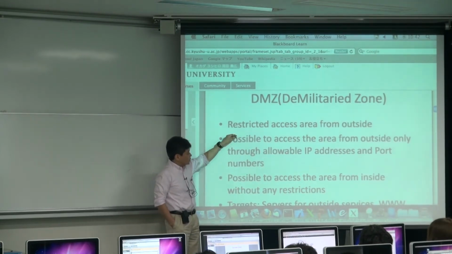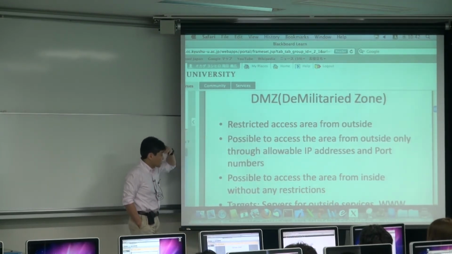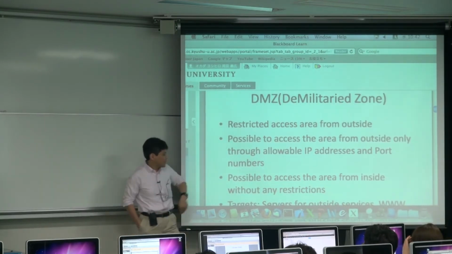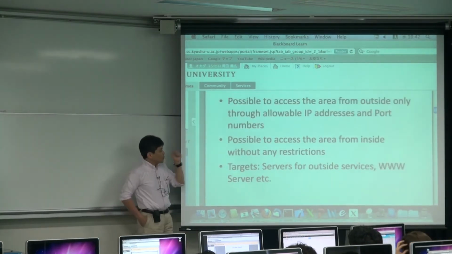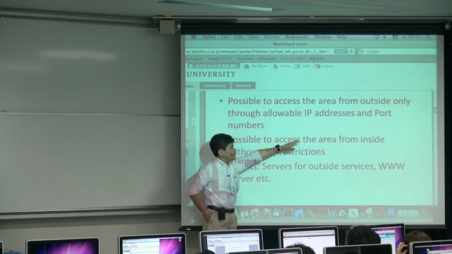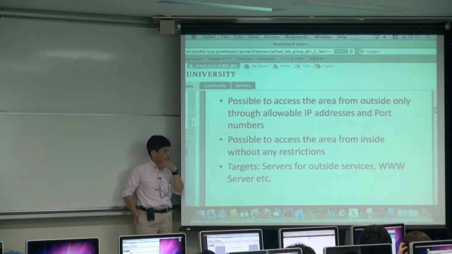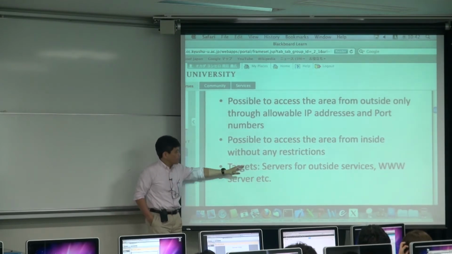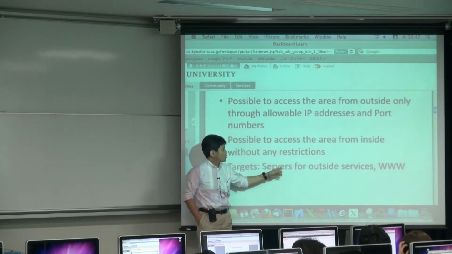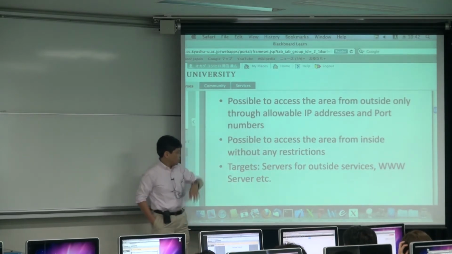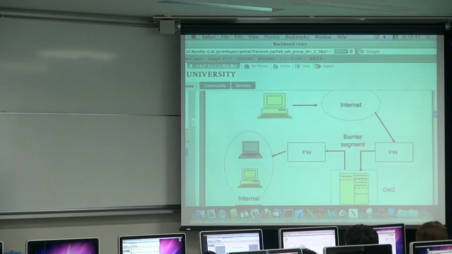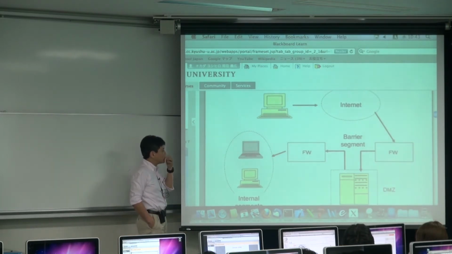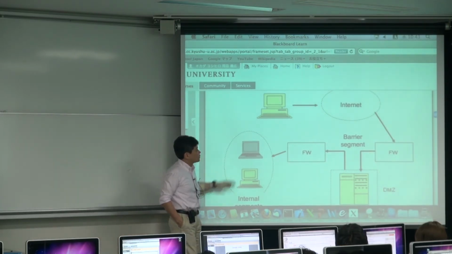Like using firewall mechanisms. And of course, it's possible to access this area from inside without any restrictions. Okay. So usually, as I explained, the servers should be located in these areas. Okay. So this sheet shows the concept of the DMZ as a diagram.